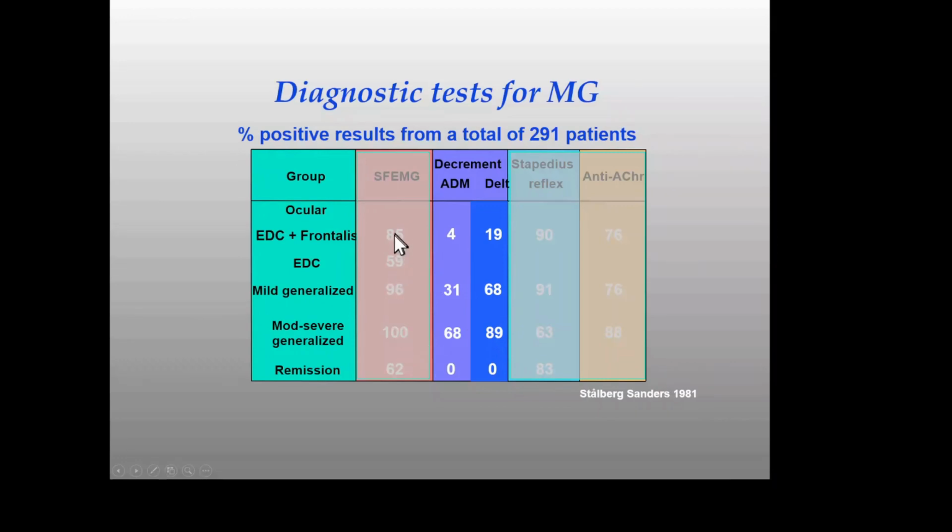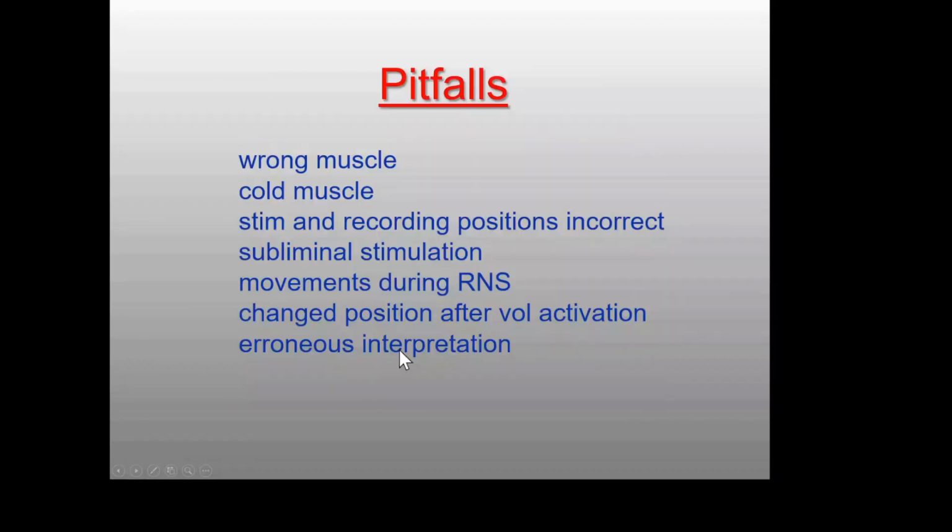Single fiber is blocked here. You see higher numbers, but we do not discuss that here. We have pitfalls. Maybe we miss decrement sometimes. Maybe we get artificial decrement in other situations. So why don't we see a decrement in a patient that seems to have myasthenia? Well, we may have tested the wrong muscle. We have tested the hand muscle instead of trapezius.